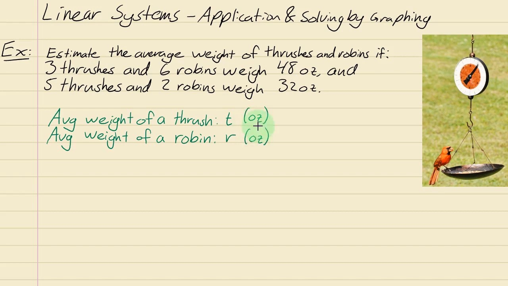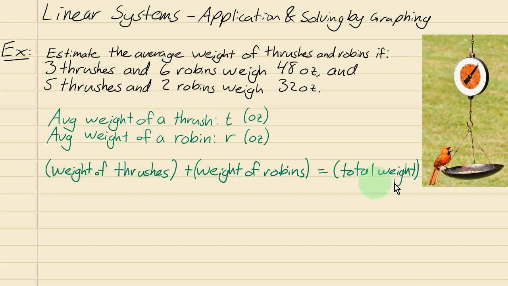Anyways, now that you have this, let's write out equations that describe what's going on here. The general idea is that at each of these different times with the different birds, the total weight of all of the birds adds up to that number. So you can break down that 48 ounces as the weight of the thrushes plus the weight of the robins, with equations that look like this.